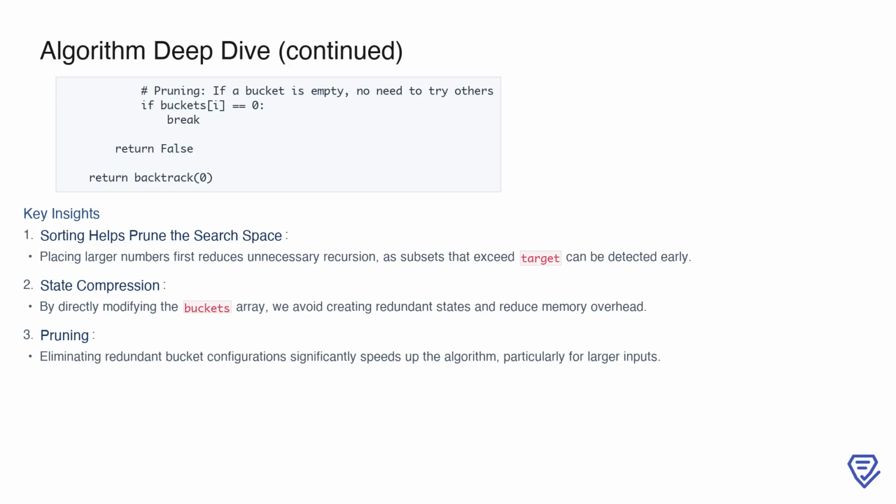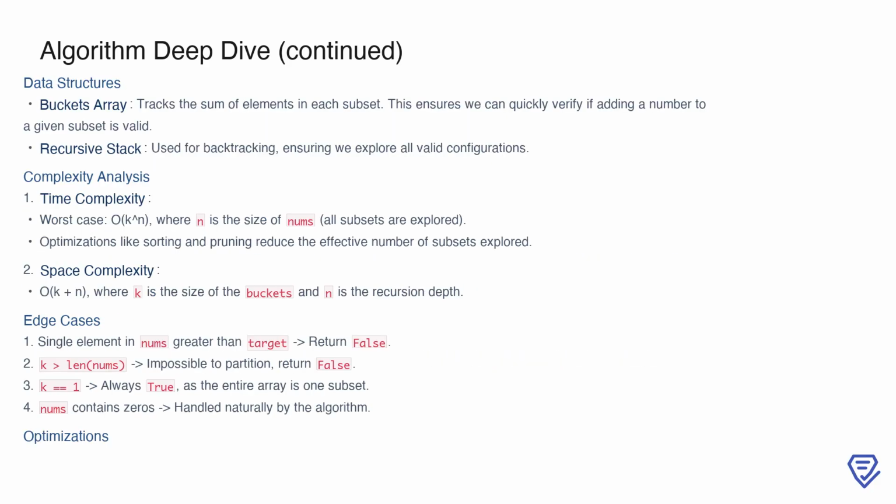With these elements in place, we return the result of the backtrack function starting from the first number in the array. To summarize the data structures and complexity of the algorithm, we use a buckets array to track the sum of elements in each subset, which allows for quick validation of whether adding a number to a subset is valid. The recursive stack handles the backtracking process, ensuring that all configurations are explored systematically.